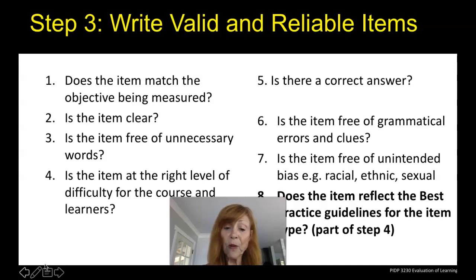These are some tips for you. You want to take these tips into account when you create items, as well as taking into account the general terms around validity and reliability.